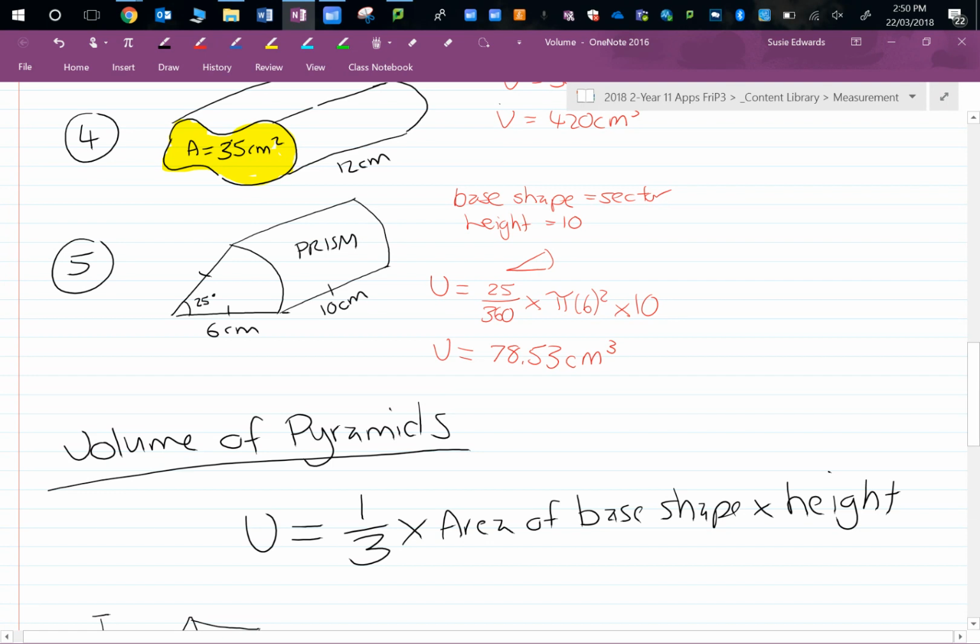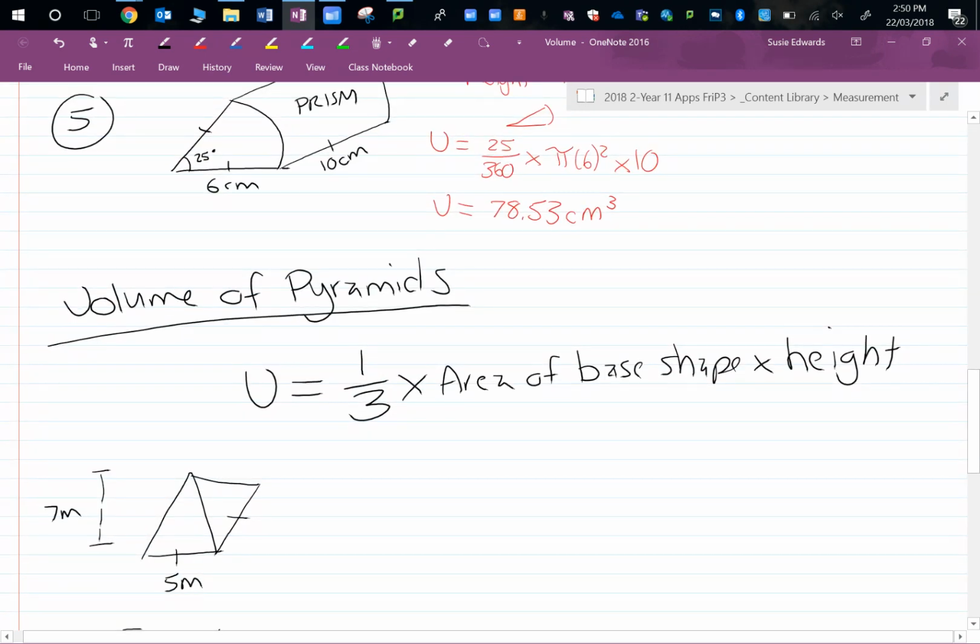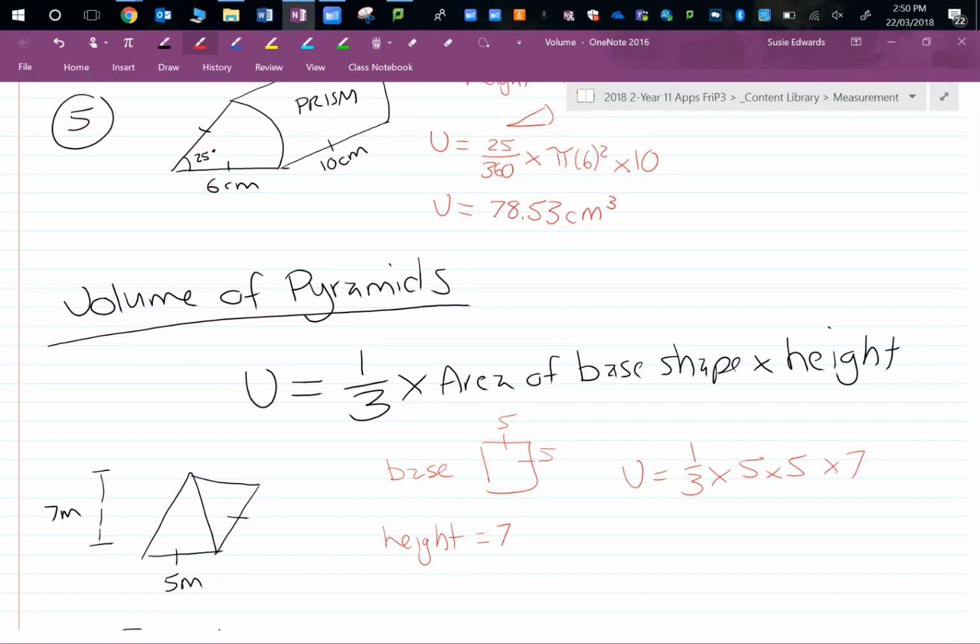So, for example, if we have, now what shape is this? It's a square base pyramid, okay? So, what's the base? It's 5 by 5. What's the height? 7. And so, all we do is we say volume equals a third times by 5 times 5, which is the area of the square, times by the height, which is 7. A third of 5 times 5 times 7.